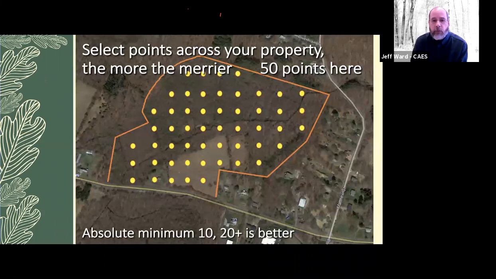So what you want to do is take your property and put out a systematic grid of points across your property. You want to have at least 10, 20 or more is better. The more points you have, the more accurate your count's going to be. And I should say this is a relative index. It's not going to give you the exact number of deer per square mile. But if you do it late winter every year, you can see if the deer density is going up or down on your property.